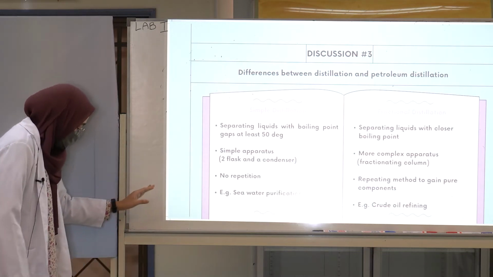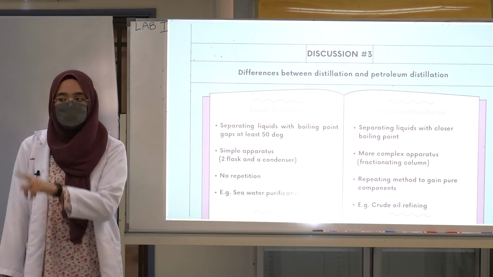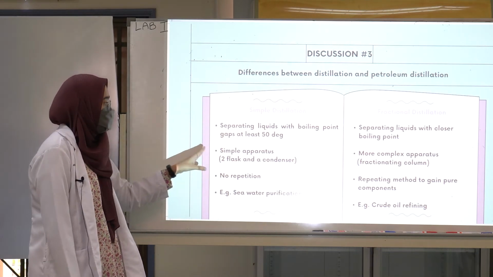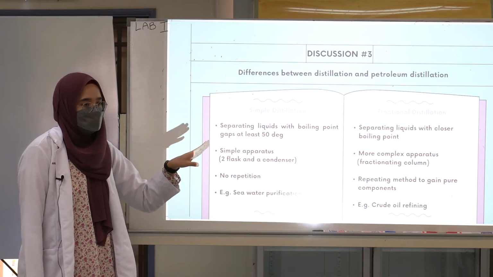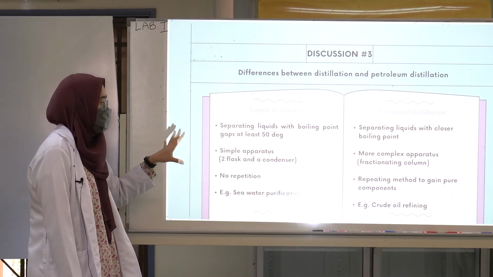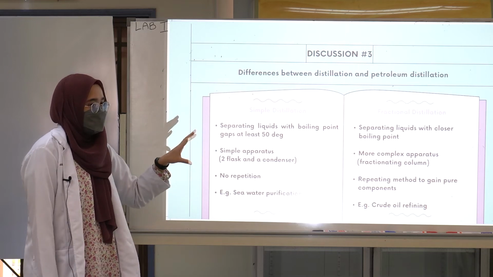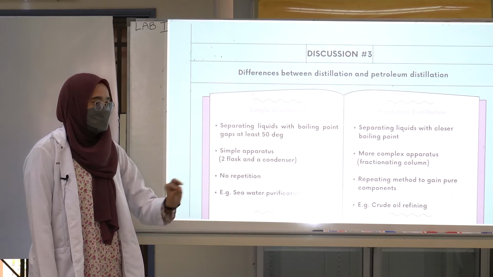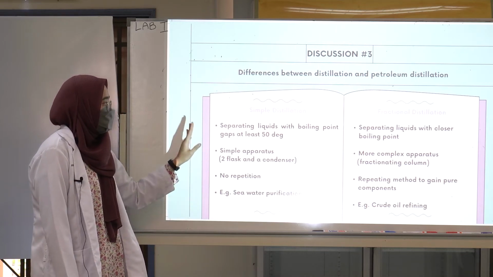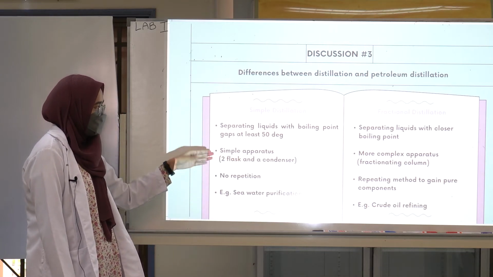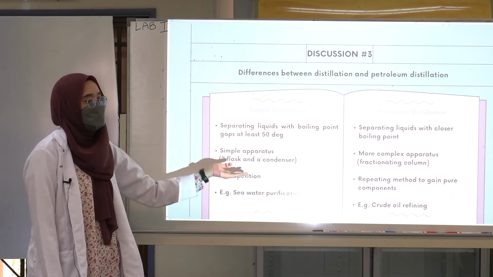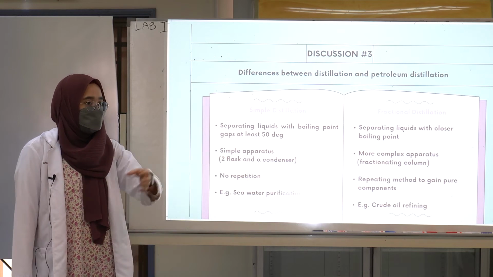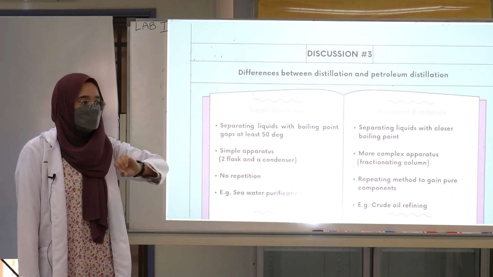First, for the simple distillation that we use, we basically want to separate liquids with boiling point gaps of at least 25 to 50 degrees. Actually, it's around 25. It's not that small, but it's medium. For fractional distillation, you want to separate liquids with closer boiling points. Since the name itself is simple, you have simple apparatus. You basically need 2 flasks, the round bottom flask and the beaker at the end, and a condenser in the middle.